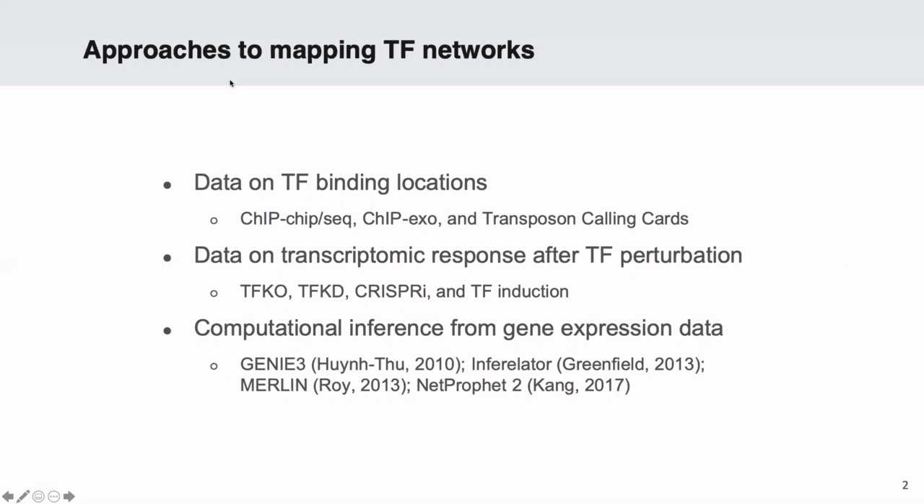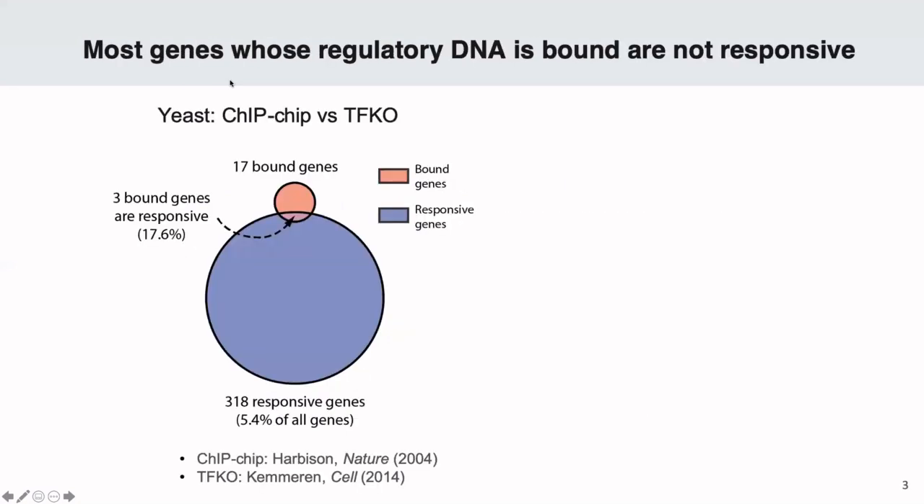So let's think about it. If most of the genes that are bound by the transcription factor are also responding to the perturbation of the transcription factor, then we would say the binding location data is sufficient to map the network. However, that's not what we observe.